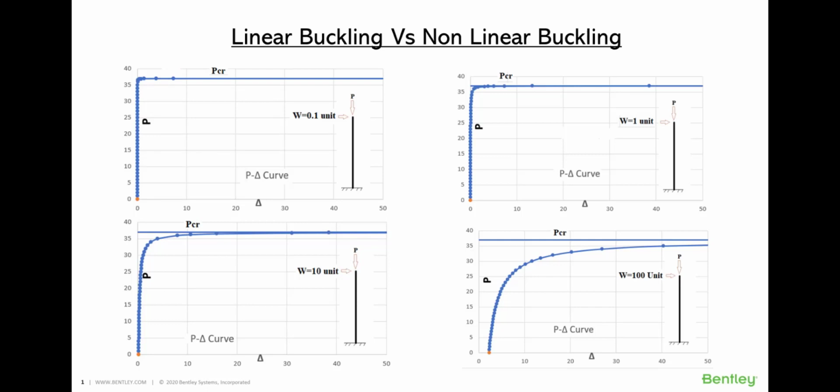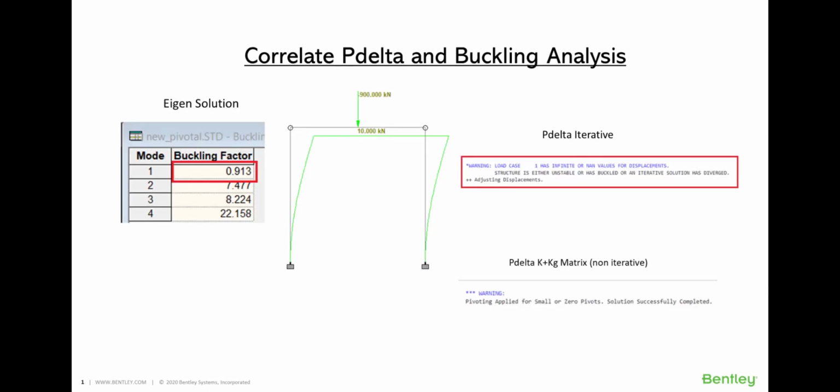Now regarding this, there are some common questions on the warning messages we received from our users who performed the PDelta analysis in STAAD. The first one is, here you can see, infinite or non value of displacement for iterative PDelta. And the second one is, pivoting applied for small zero or zero pivot, which is for the PDelta Kg case. Now both messages indicate the structure has already been buckled or collapsed.